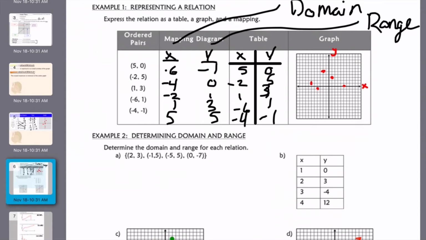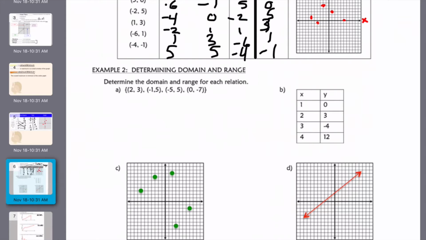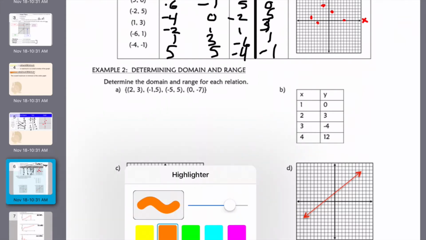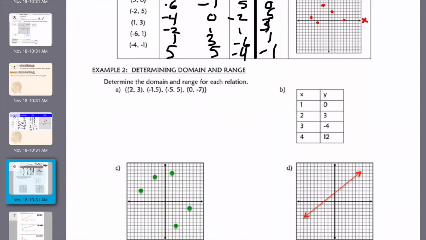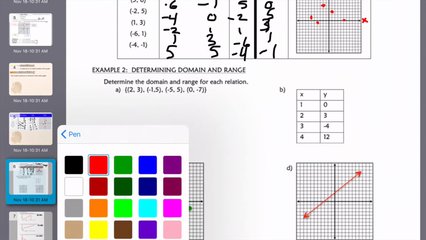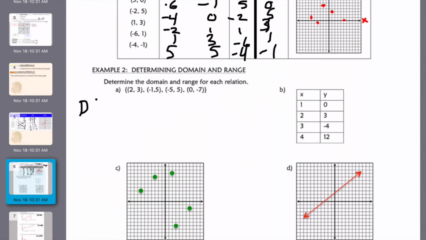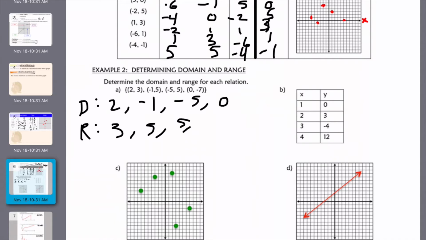Let's try some other examples. Determining domain and range. Okay, again, domain is all of my x values for this relation. I'm just going to write it as D and R. So D, R. My domain are all of my x values, so 2, -1, -5, and 0. My range is 3, 5, 5, and -7.